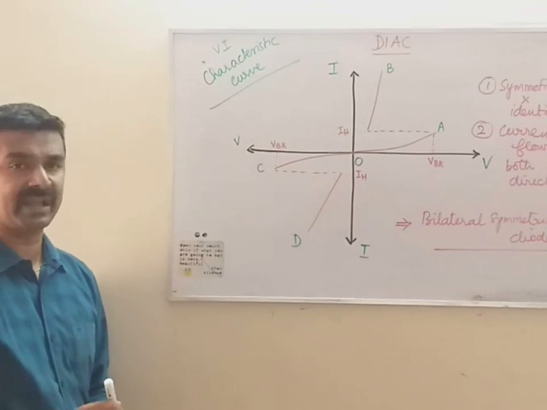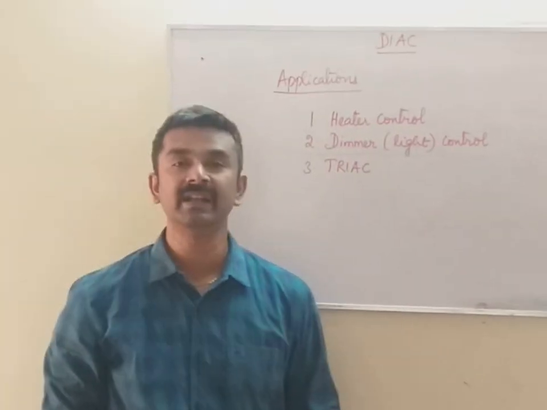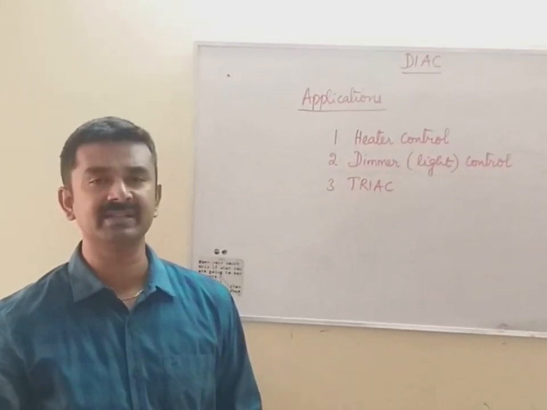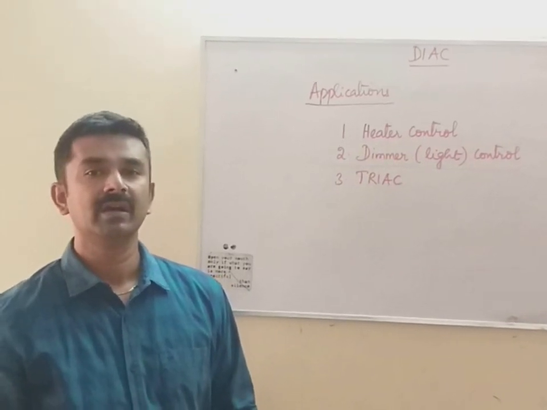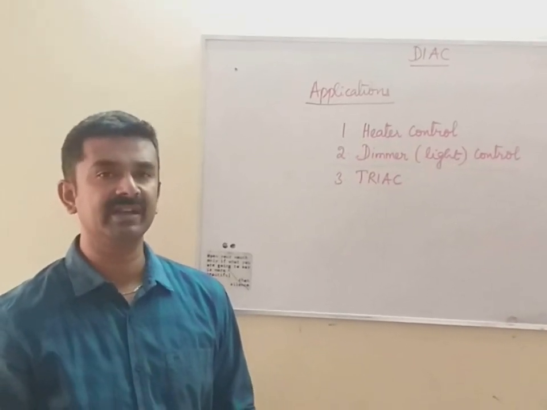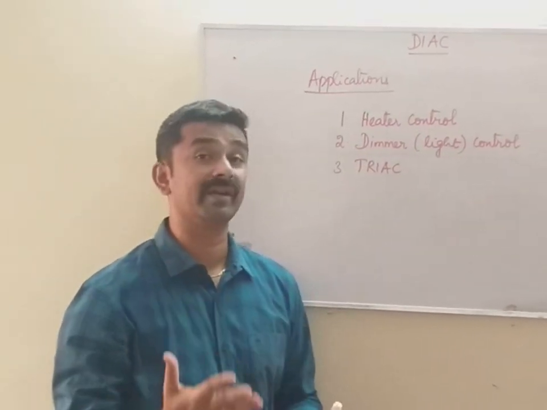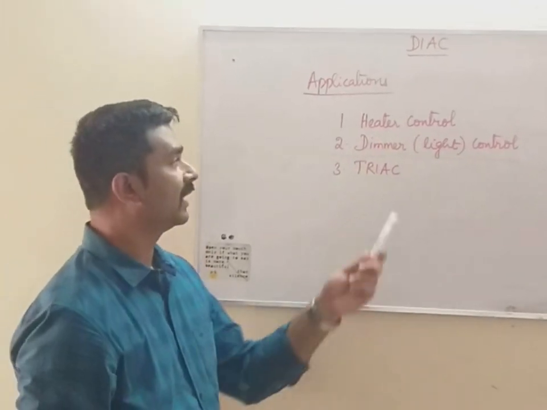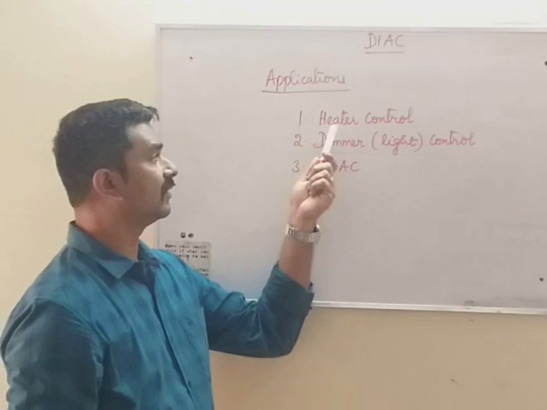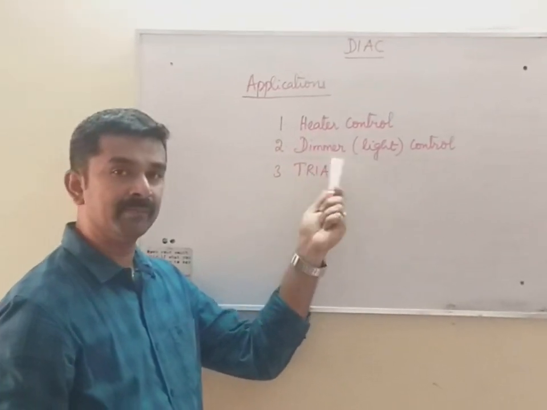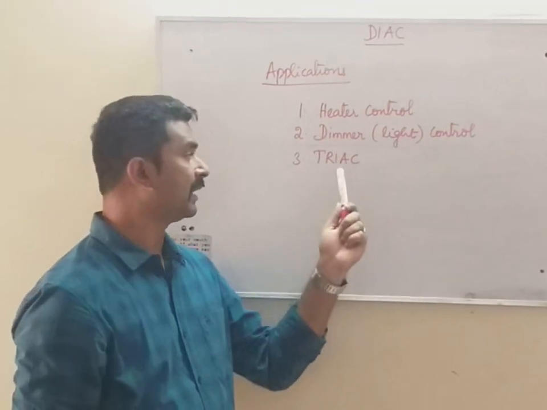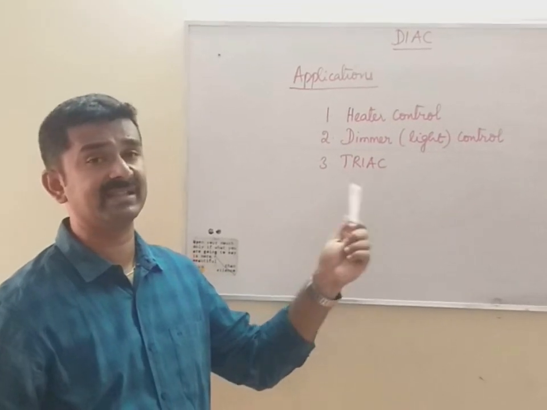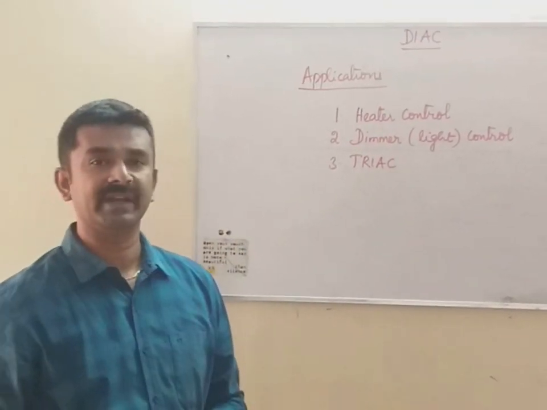Finally, we will list down the applications of diac. As said earlier, diac is a triggering device. It's not a control device. So they are used as a triggering device for the applications that we have mentioned already in SCR. So you can just look into the video of SCR that has been posted. So it is used as a triggering device for heater controls, for light dimmers, light dimming control, and finally it is used as a triggering device for triac, which is triode AC switch. So these are the applications of diac.